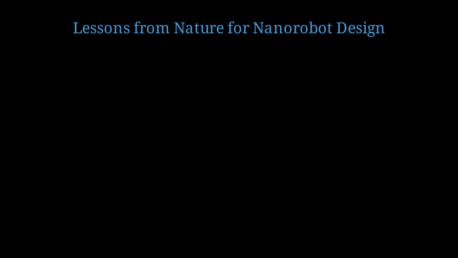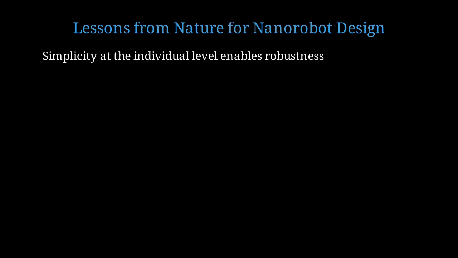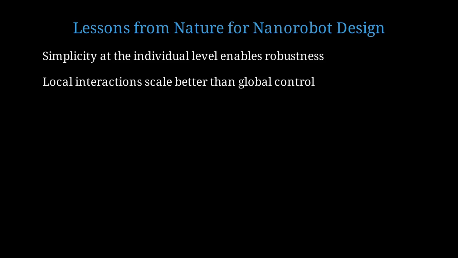What are the key principles we should remember? Keep individual nanorobots simple. Complexity emerges from interactions, not from sophisticated individuals. Simple agents are more reliable, easier to manufacture, and more fault-tolerant. Rely on local sensing and local interactions rather than centralized control. This approach scales to millions of agents and adapts to changing environments without communication bottlenecks.